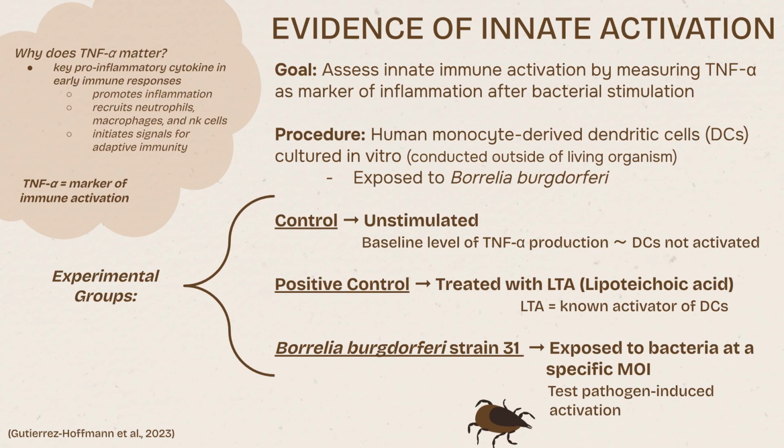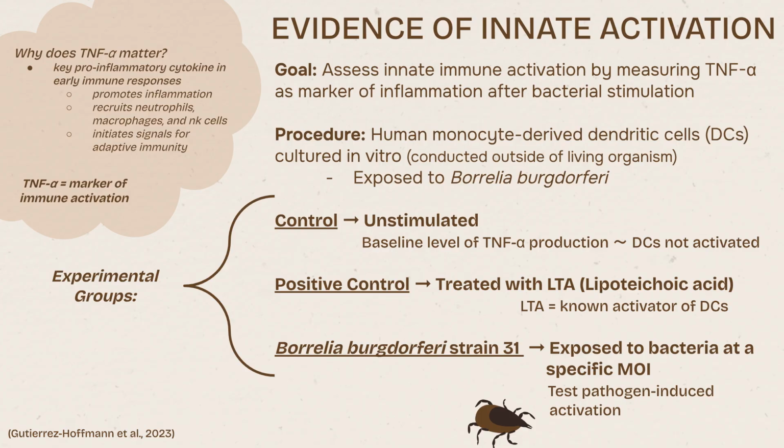Before looking at the data, it's important to understand that dendritic cells respond to infection by becoming activated and releasing cytokines. TNF alpha is measured because it is a key cytokine that promotes inflammation, recruits other immune cells, and helps initiate adaptive immune responses. In the context of Lyme disease, this early activation is important for controlling bacterial spread and priming T cells. In this experiment, human dendritic cells were cultured and exposed to different conditions. Starting with the control, this is the unstimulated group, so the cells were not exposed to any stimulus, which gives us the baseline of TNF alpha.